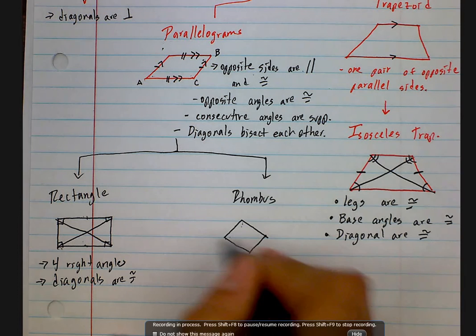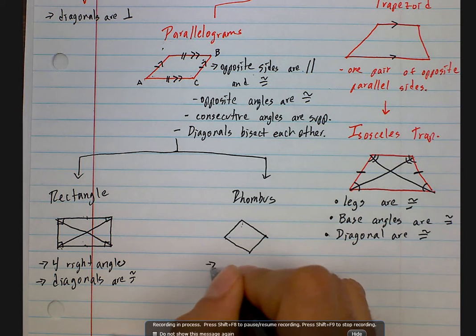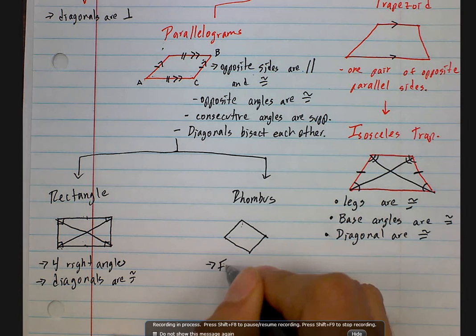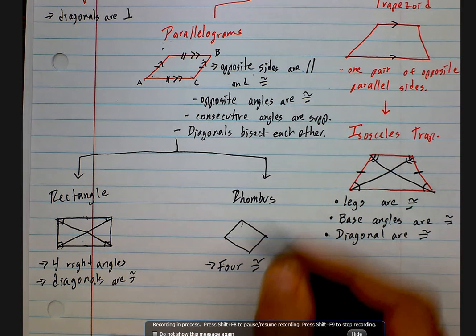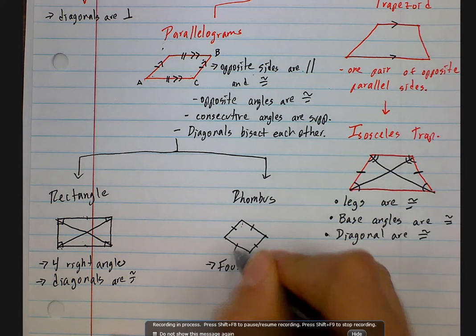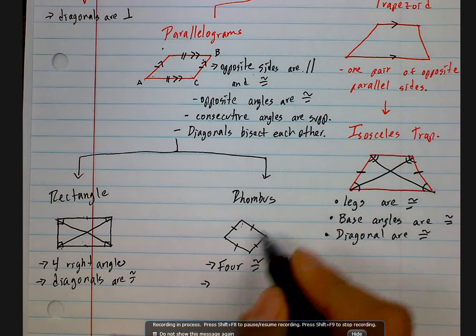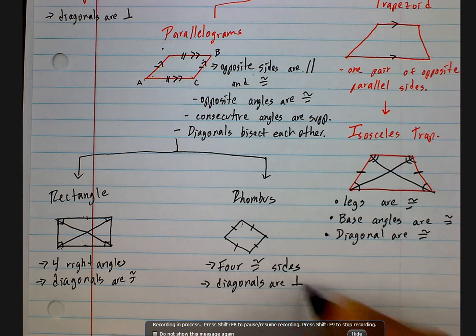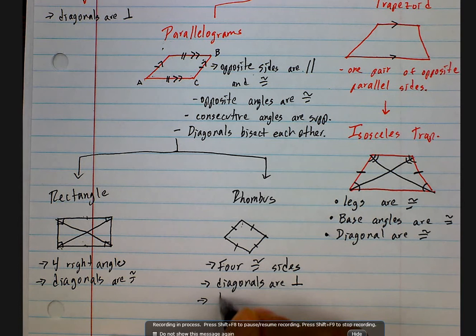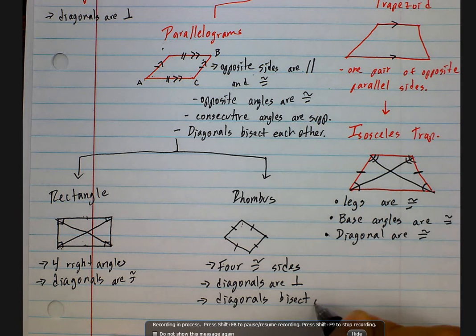The new thing is that this one has 4 congruent sides: this one, this one, this one, and that one. So all sides are congruent. And then diagonals are perpendicular, and diagonals bisect opposite angles.